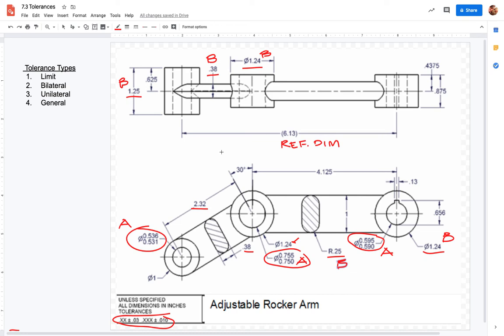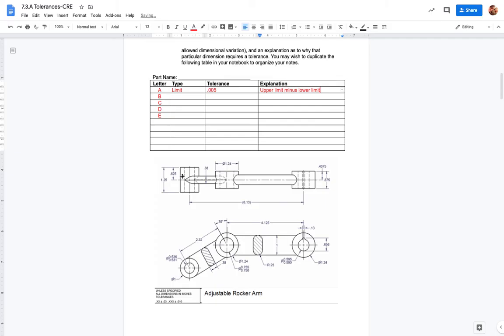I'm using Google Drawings for this. You're going to have to figure out how to do this. Google Drawings is a little awkward and you need a way to write on them, but I'll leave that to you guys. Mostly, I want to see that you're able to identify these tolerances. So let's go back to the table.